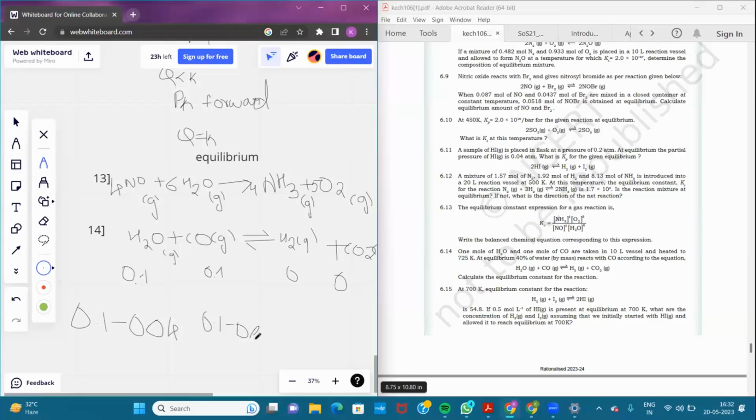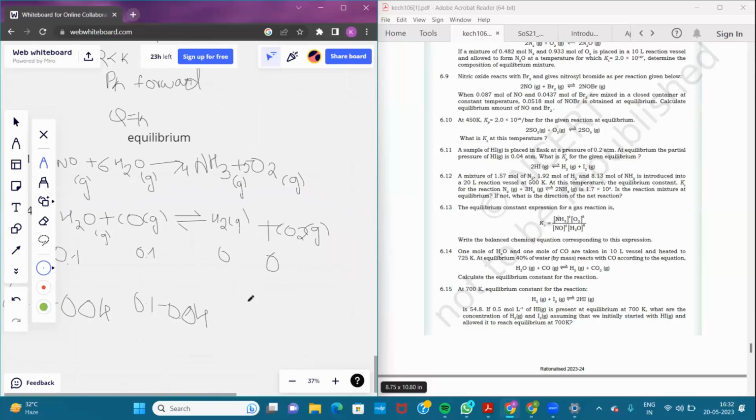Left over at equilibrium for CO as well. Here we'll get 0.04, and this is also 0.04.